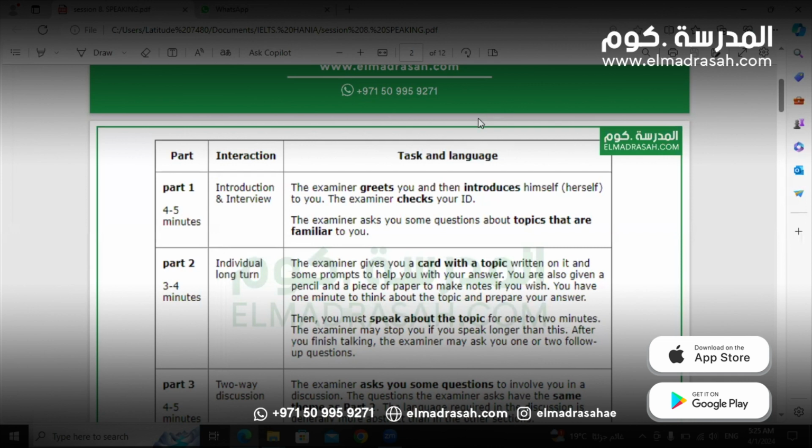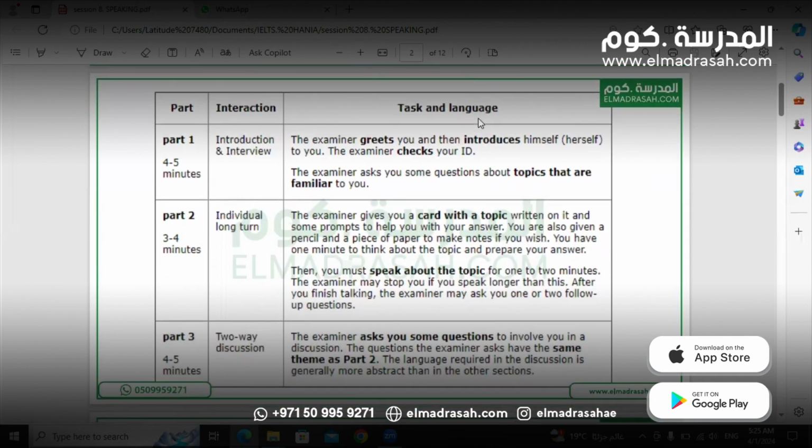Then we have the speaking part, and the speaking part is divided into 3 sections. Section number 1 is a small talk between you and the examiner. You introduce yourself to the examiner, and the examiner does the same thing. He introduces himself to you, and you will show your ID to the examiner. This will happen in about 4 to 5 minutes from the time of the exam.